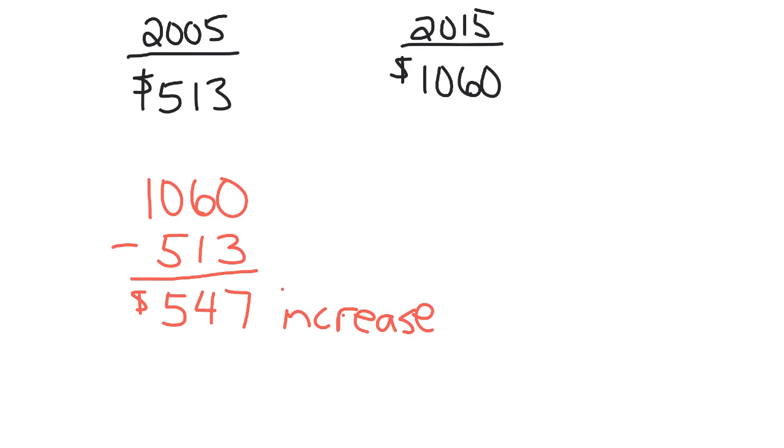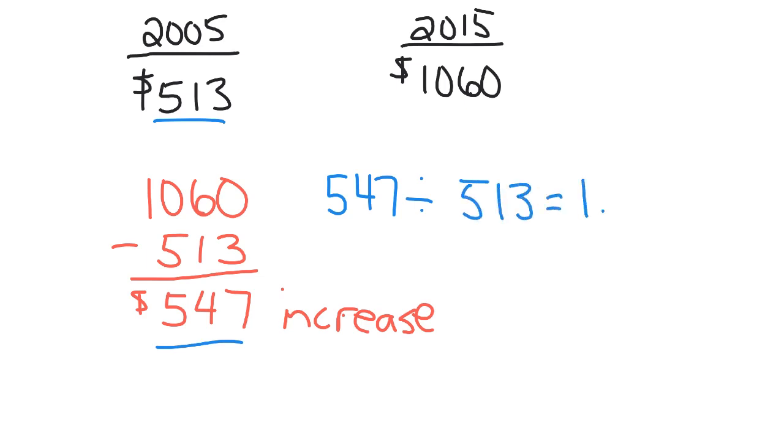So to figure out the percent, we need to take the part, which is the increase, and divide it by the original amount, which is the 513. So we do 547 divided by 513, and you end up with 1.06627, and then there's some more numbers after that.